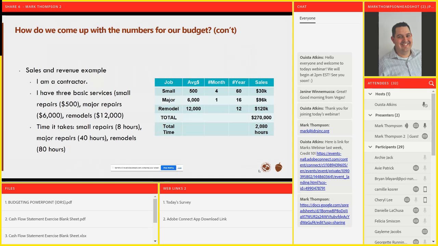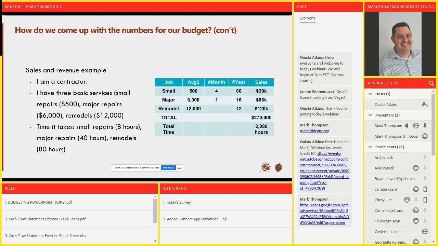Okay. What we're doing then, we're multiplying the number per year, right? So we have 60 there, and we're multiplying that by 500, right? In annual sales, 60 times 500 is 30,000. 6,000 times 16 is 96,000. 12,000 times 12 is 120. And actually, that shouldn't be 12. That should be 10, because 12 times 12 should be 144,000.